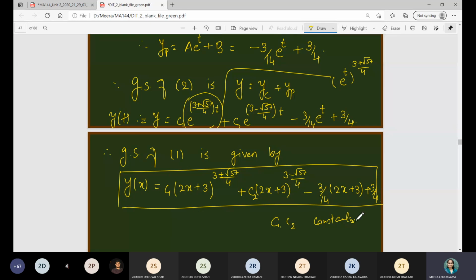So this is the final answer. So now, from the previous one, the Cauchy-Euler equation, and from this one, Legendre's equation, how to solve them, has everyone understood? That is what I am assuming.